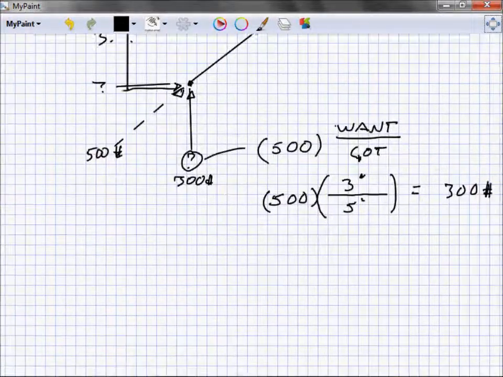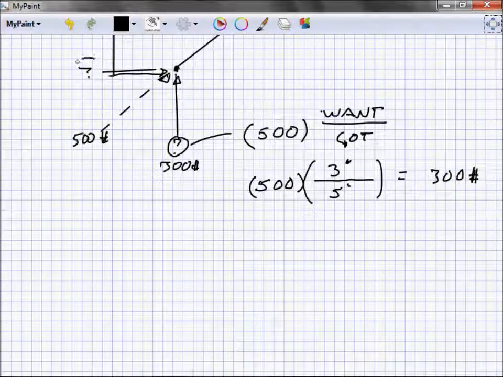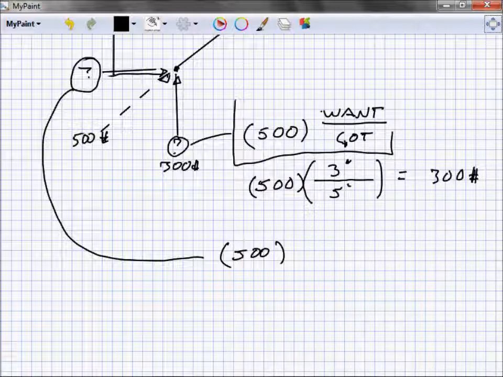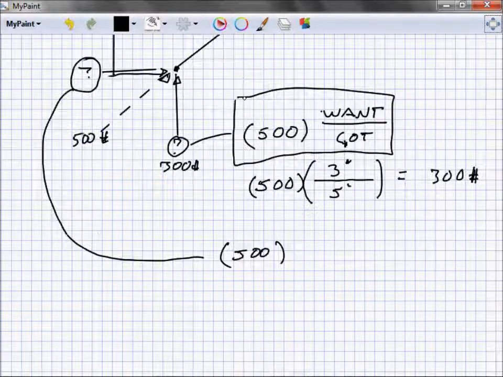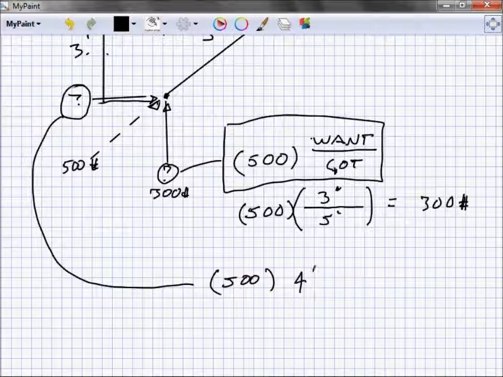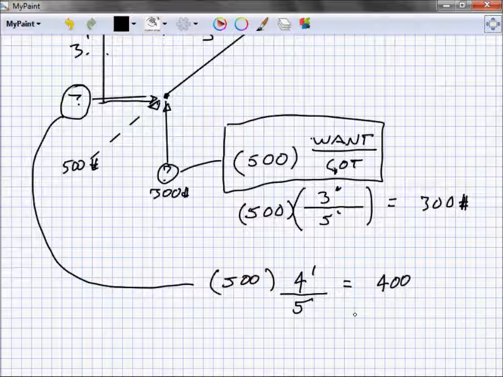So how about in the other direction? I want to figure out what this one is now. Well, again, all I've got is 500 pounds. Now, what do I want? There's my little formula right there. Well, I want the 4 foot direction, divided by what I got, the 5 foot, equal to 400 pounds.